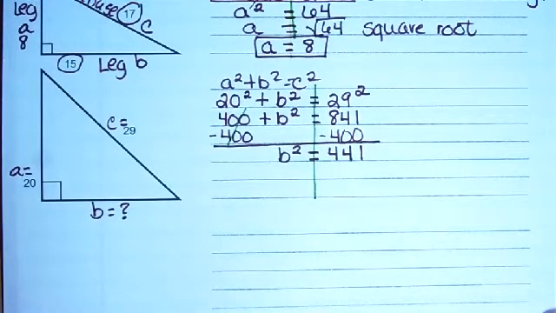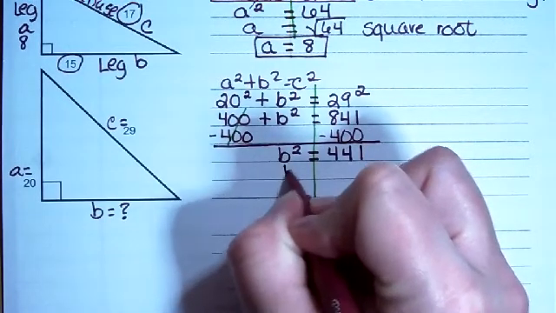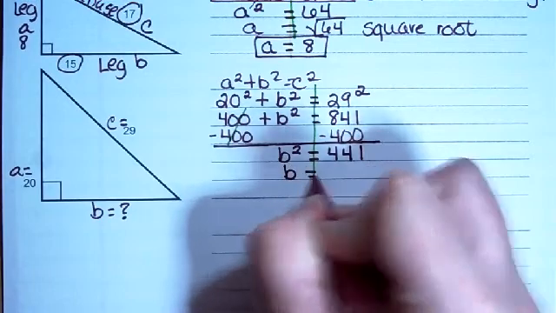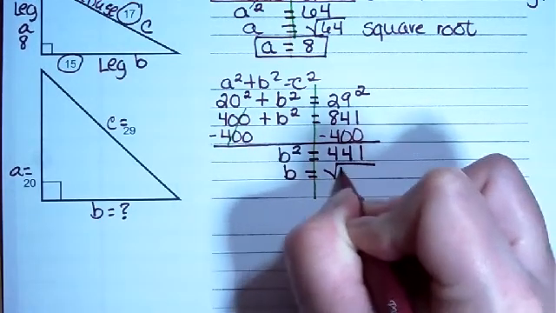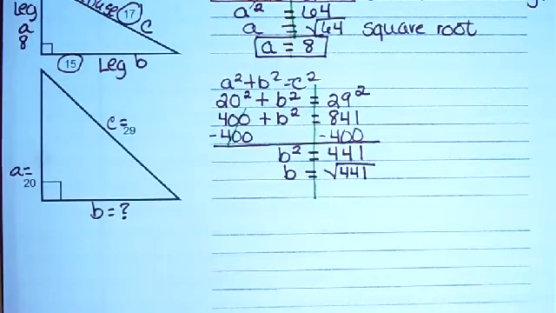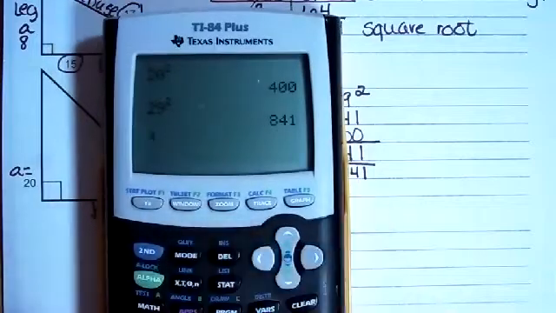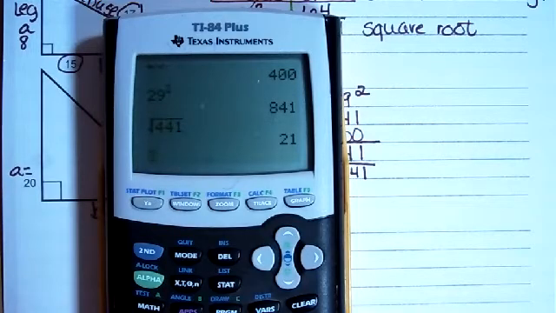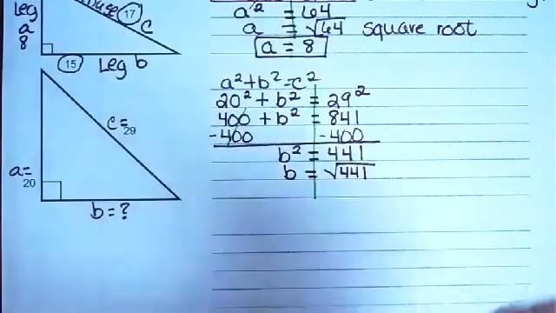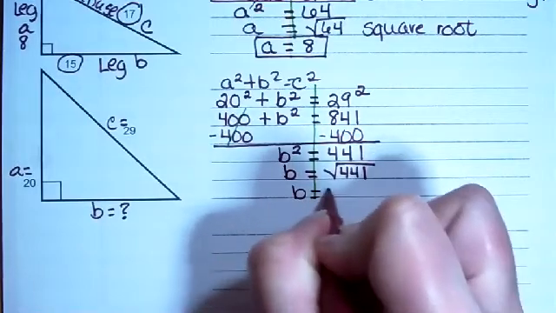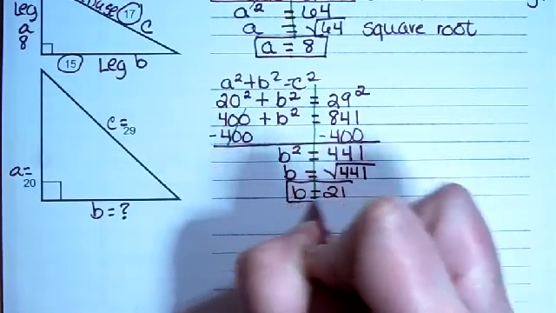Now, last step, take the square root. So what I'm going to do now is come right here and take the square off the B, because I'm going to take the square root of the 441. Okay? Now, I don't know that one. So I'm going to grab my calculator right here and find the square root of 441, and that comes out to be 21. So when I come back right here, I'm just going to say B is equal to 21 units long, and I am done.